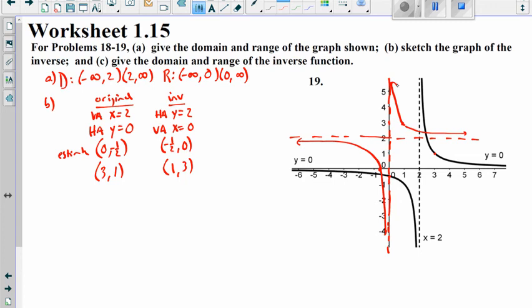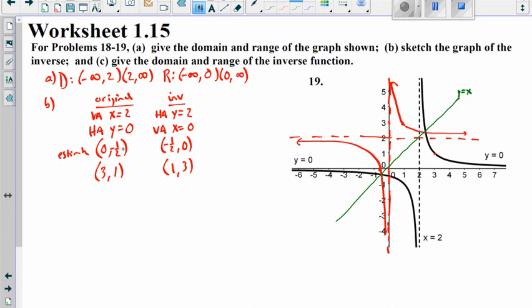So use that idea. And you want to check, does that look like a reflection over that diagonal line? Here's that diagonal line going through there. I'd say that looks pretty good. So it looks the same on both sides of that y equals x reflection line. That's what we can do. So any of these horizontal or vertical asymptotes, as well as points, all will reflect, change the x and the y.